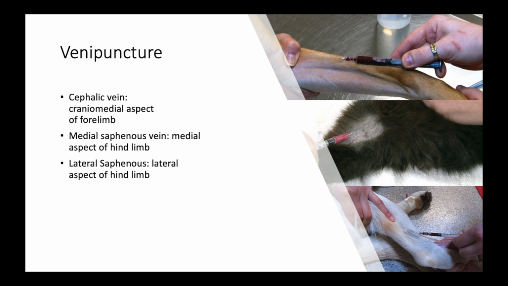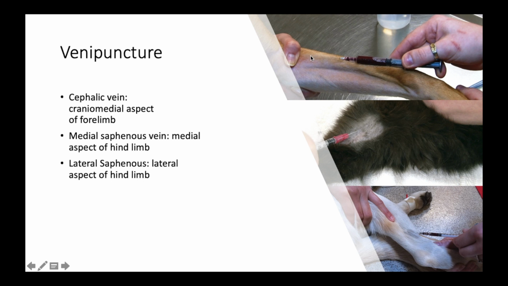Venipuncture, when we're talking about taking blood, we are 99.9% of the time talking about taking blood from a vein. And venipuncture is, of course, specifically to a vein. The cephalic vein is the cranial-medial aspect of the forelimb. The medial saphenous vein is the medial aspect of the hind limb. And the lateral saphenous is the lateral aspect of the hind limb.